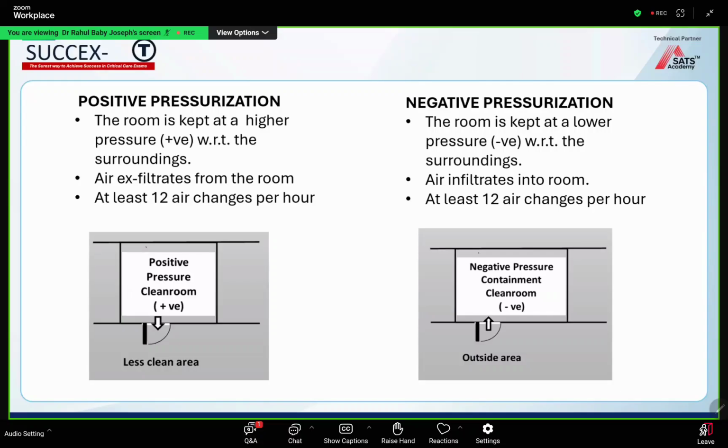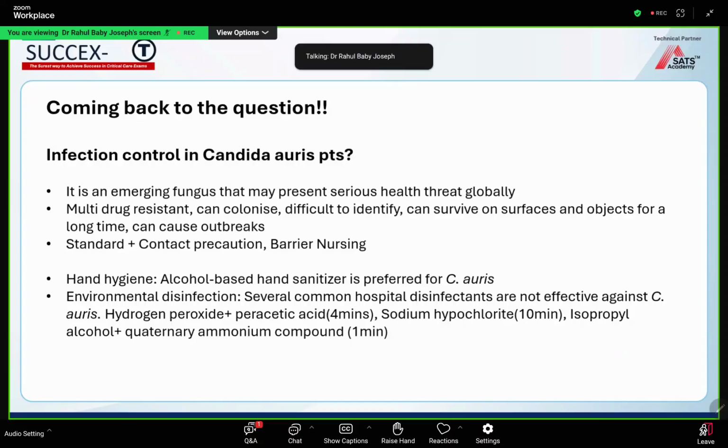So whenever you open the room, the air moves out of the room, that is, it exfiltrates the room. And you need to have at least 12 air exchanges per hour, and at least 2 complete air exchanges per hour. Negative pressurization, the pressure inside the room is negative compared to the surroundings. So the air infiltrates the room. This is mainly for infective cases like MDR organisms, where you need to have a negative pressure isolation room.